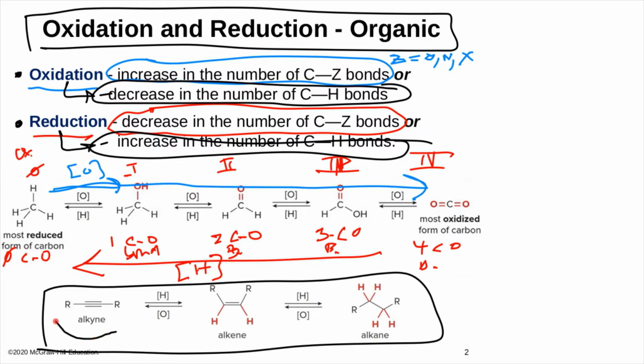For example, here we have an alkyne, okay? And here we have an alkene, and here we have an alkane. Now we're changing the carbon backbone up to different functional groups, but there's no Z atoms anywhere. So what we're going to do is look at how many hydrogens are bonded to the carbons that are affected in this change.